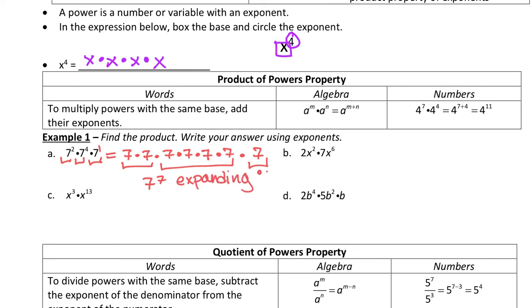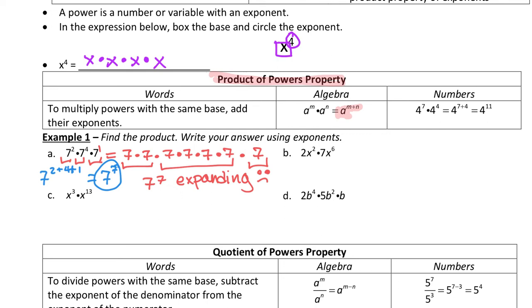Nobody likes to expand because that is boring. That's why we have this lovely rule right here that says, as long as you have the same base, you can just add the exponents. So let's try that instead. So now I have 7 raised to the 2 plus 4 plus 1, and that still is 7 to the 7th power. So that is a much easier method than expanding.